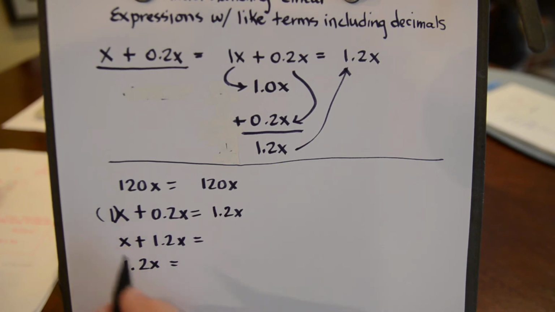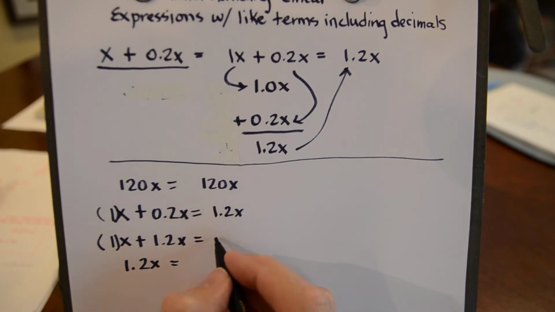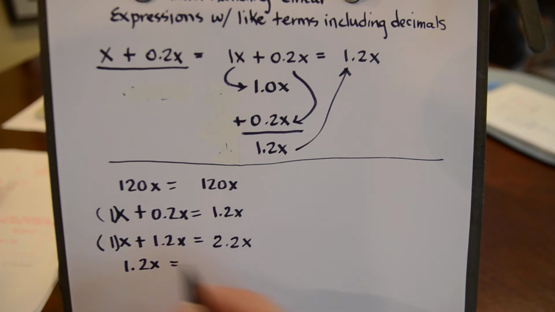Then we go down here. Well, this is very similar to this, but I have a number 1 right here. So I need to show that, and then I can add my 1 to my 1.2, which gives me a 2.2x. That's what that simplifies to. And then finally, I have 1.2x because it can't be simplified, so that's all there is.